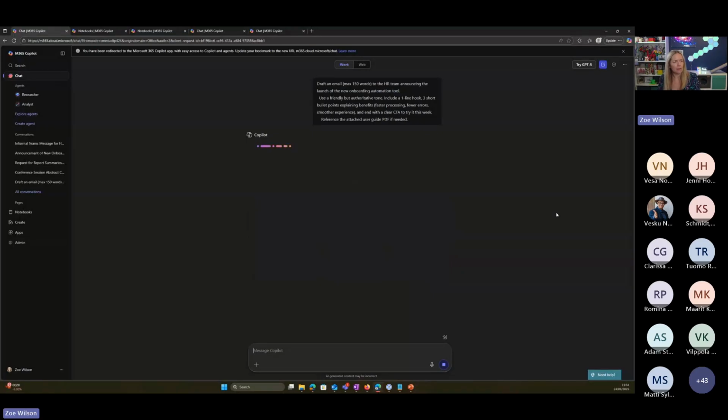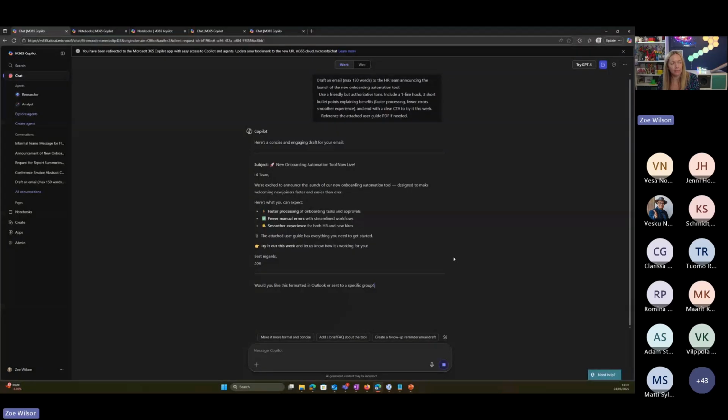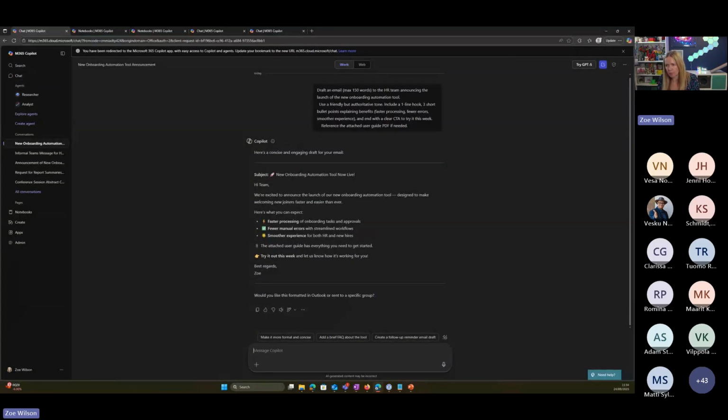But you'll see as that loads, it's giving me a much better response than that original one, which just had that single line. It's asking me as well if I wanted it to be formatted in Outlook or if I want to send it to a specific group. But you can instantly see how, as we move through prompts with more detail, with more context, with more guidance in terms of what we're expecting, we are instantly starting to get better results.